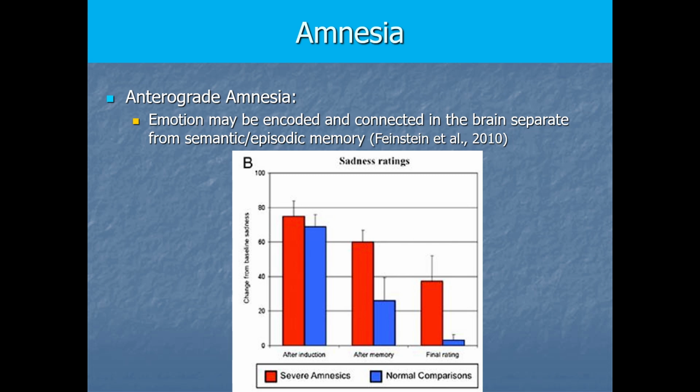Now, most of the participants, the ones who have anterograde amnesia, had no factual memory or no recognition of the clip. In other words, no explicit memory of the clip. They didn't remember seeing it, anything like that. They had not formed an explicit memory.